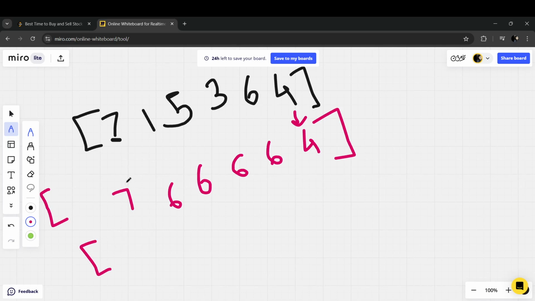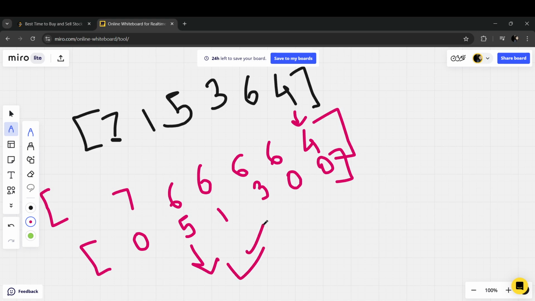Now, I will be subtracting these two. Here you will get 0, here you will get 5, here you will get 1, here you will get 3, here you will get 0, here you will get 0. And now you just need to return this 5, the maximum one.